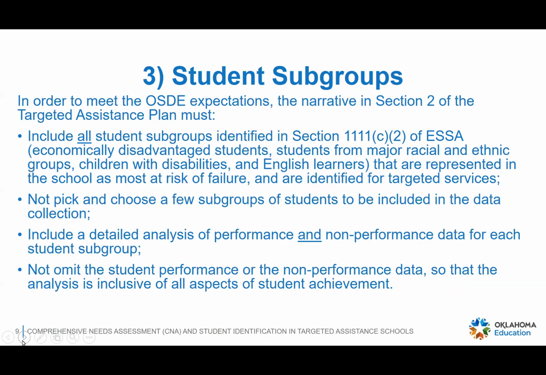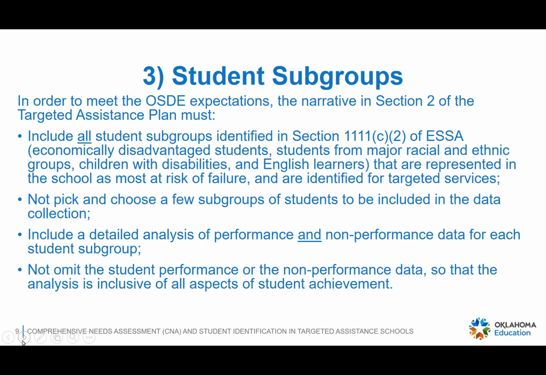Regarding student subgroups, in order to meet the OSDE expectations, the narrative in Section 2 of the Targeted Assistance Plan must include all student subgroups identified in Section 1111C2 of ESSA, which are the economically disadvantaged students, students from major racial and ethnic groups, children with disabilities, and English learners that are represented in the school as most at risk of failure and are identified for targeted services.